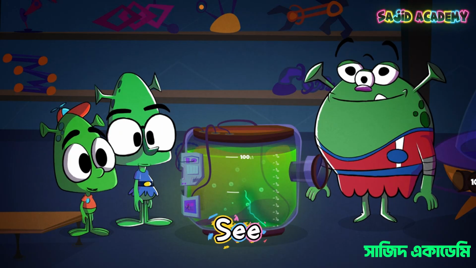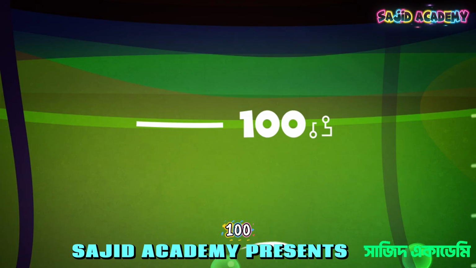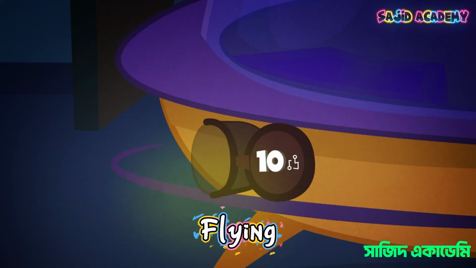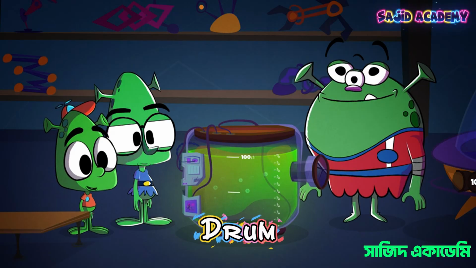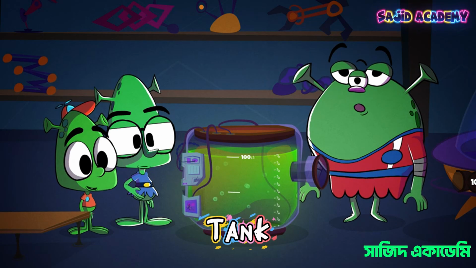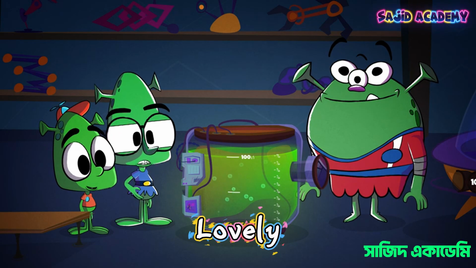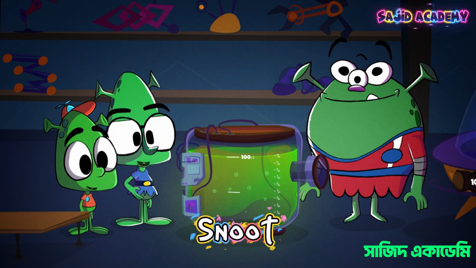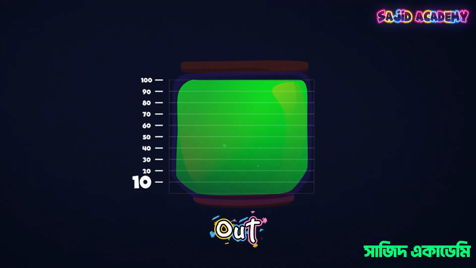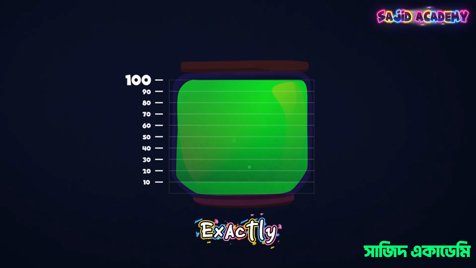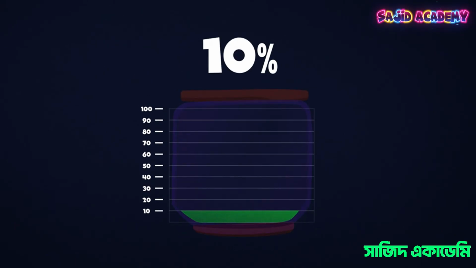I see. Your drum of nitroplasm holds 100 blompules, and the fuel tank on your flying saucer holds 10 blompules. So how much of the drum do you need to use to fill up the tank? That's right, Snoot. 10%. 10 out of 100 is exactly 10% of the drum.